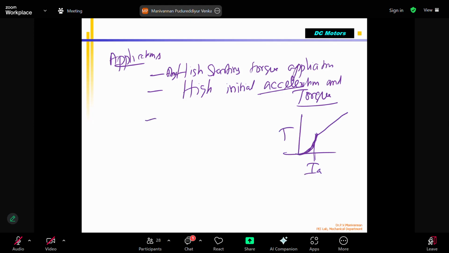Then the third one, as I told you, high speed operation with light load. Can anybody say why I am using light load? Just now somebody asked a question also. Raushan or somebody asked, anybody? The curves also I showed, previously also I showed.